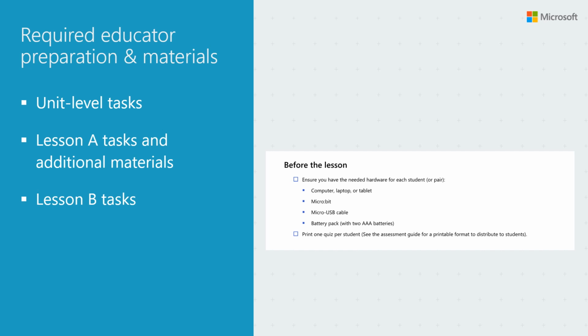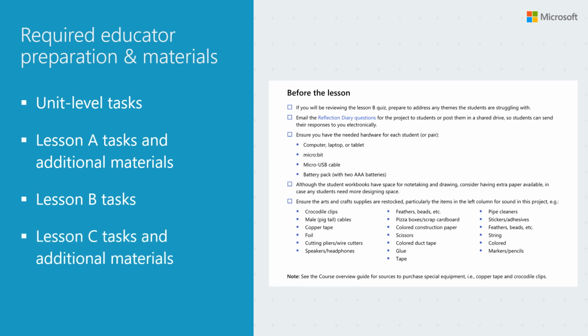Now, Lesson B has the usual prep of just having the hardware ready and then printing the quizzes. In addition to the usual prep in Lesson C, you'll want to make sure you have the additional materials for sound because students are going to be creating a microbit musical instrument. And if you have the original microbits before version 2, they don't have a built-in speaker, so you'll need to attach them with crocodile clips to a set of earbuds or headphones. Version 2 forward, they have a speaker, so you're already set for that.